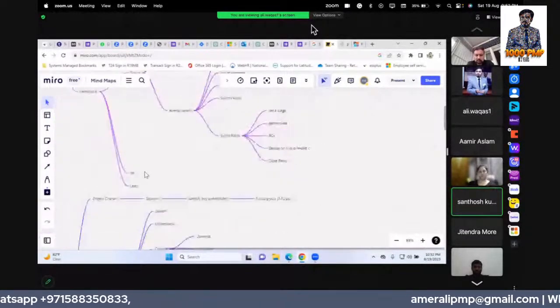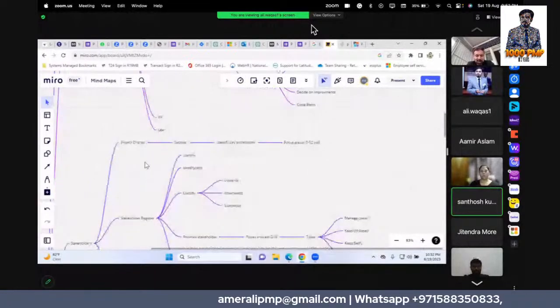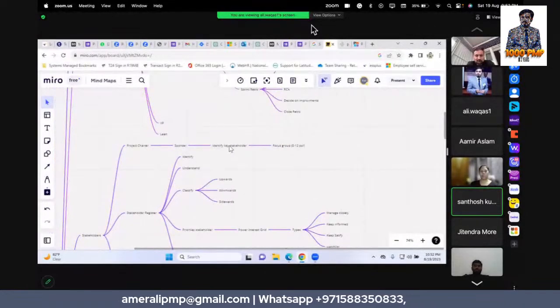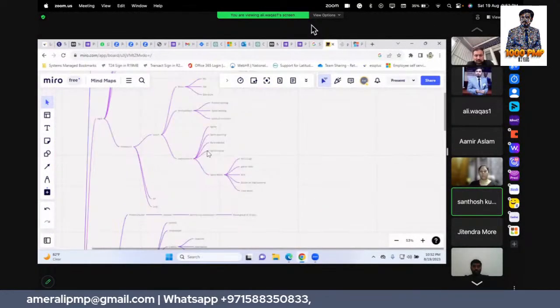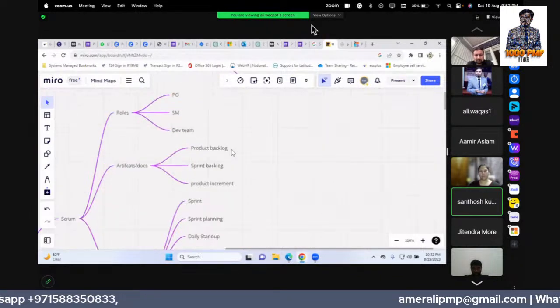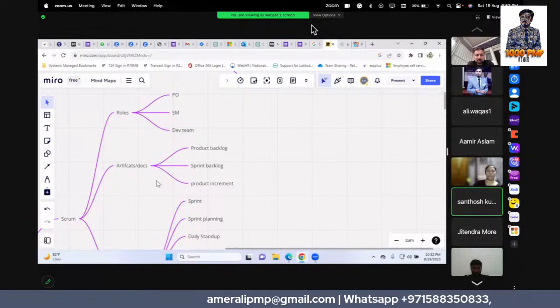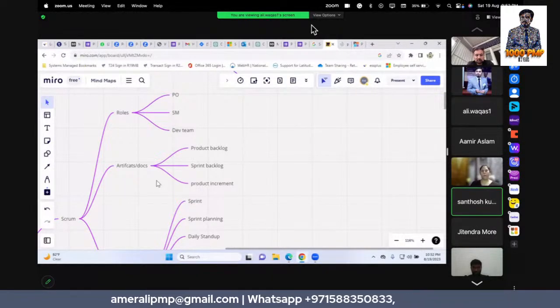And next are the 3 documents. Here we have the product backlog, sprint backlog, and product increment. So these are the 3 documents. In the product backlog, we get the list of requirements, which is nothing but the user stories. So in the product backlog, all the user stories will be listed here.